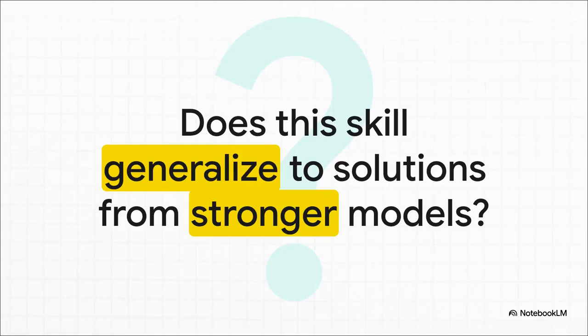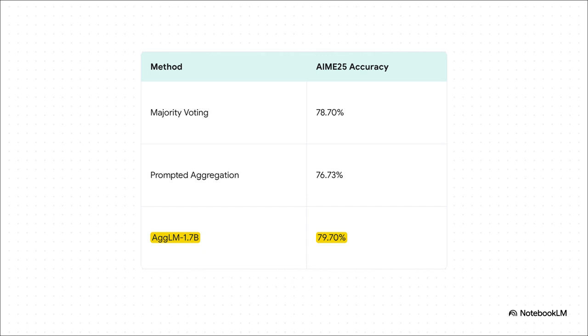Okay, but hold on. Here's the critical question every engineer watching this is probably thinking. The AggLM was trained on answers from a little 1.7B model. Is it just overfit to that one model's weird quirks? Or can it actually generalize that reasoning skill to handle answers from a much bigger, much stronger model? And would you look at that? The answer is a resounding yes. Check this out. It's the same little 1.7B AggLM model, but now it's looking at answers from a way more capable 8B model. And even in this totally out-of-distribution scenario, it still beats majority voting. This is incredible. It shows the skill it learned is actually robust and transferable, which is just fantastic news if you want to use this in practice.